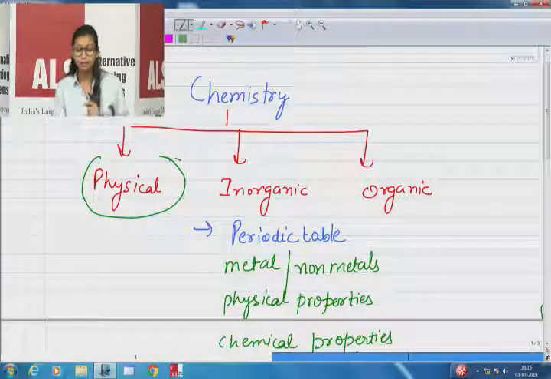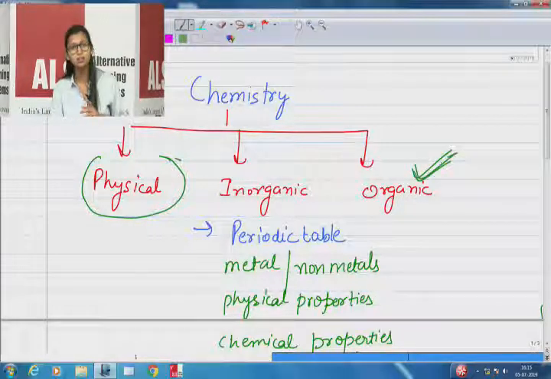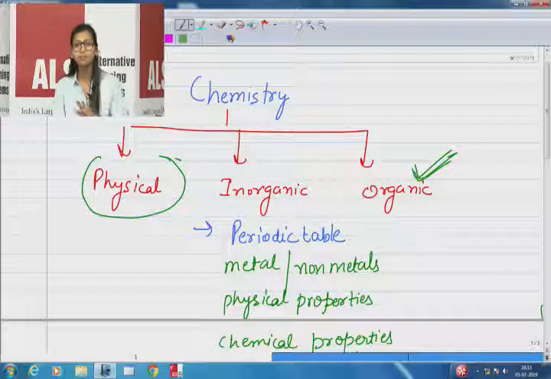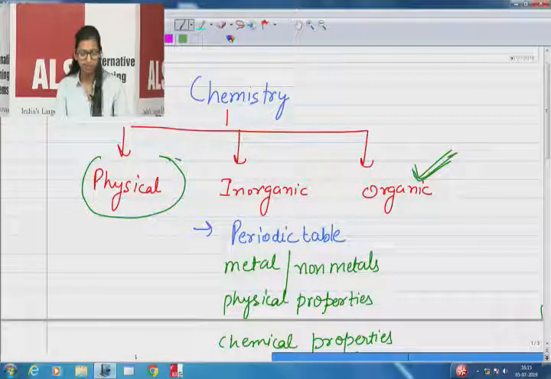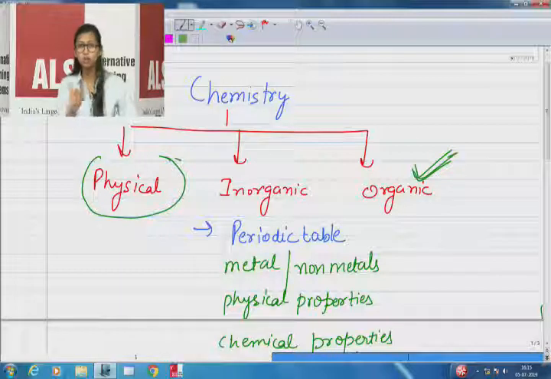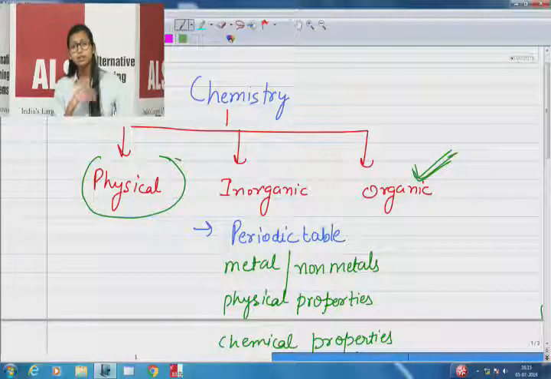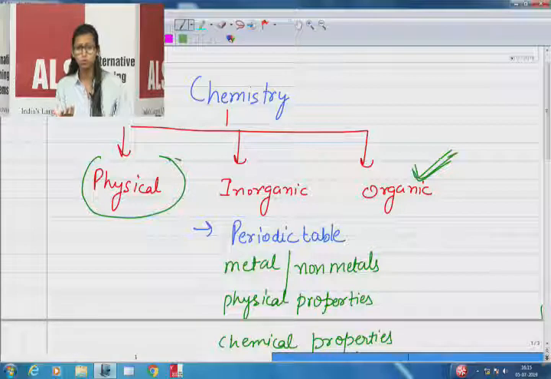Then for them, they will be blessed with organic chemistry, and they will be happy when we study it. Although the major part of organic chemistry, in organic we talk about the reactions, all the carbon-related reactions, as I have told you. So that we will be covering in your 12th class.